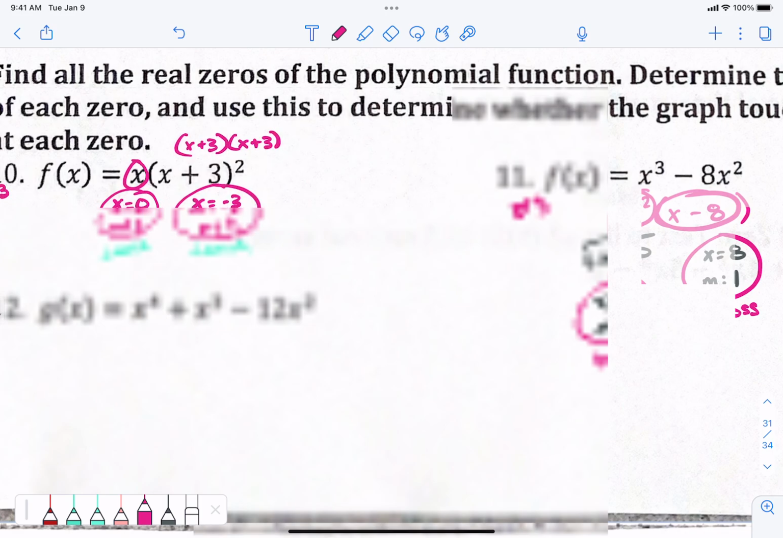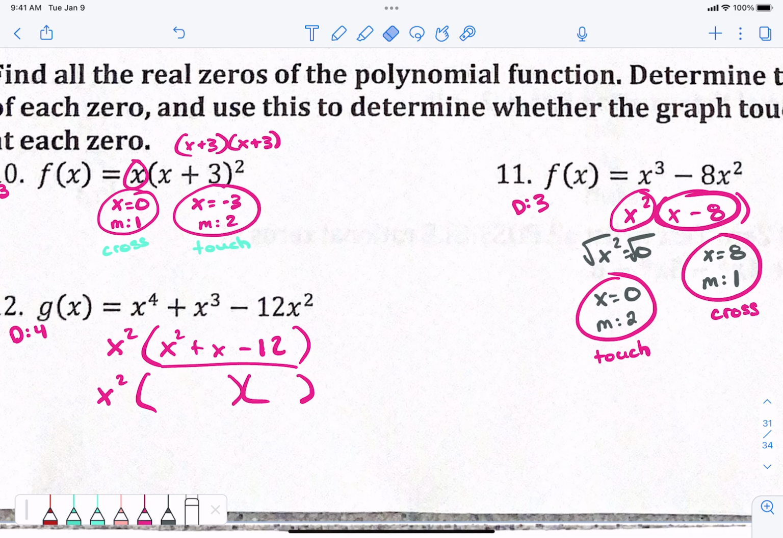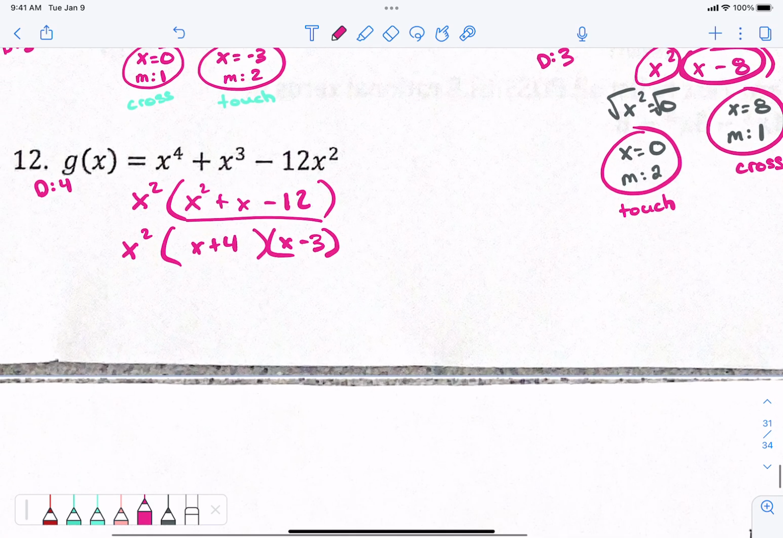Take out an x squared, left over is x squared plus x minus 12. What's the total degree, by the way? 4, so we're going to have 4 of them. This x squared is going to chill. This x squared plus x minus 12 factors as x plus 4 times x minus 3. Set each piece equal to 0.